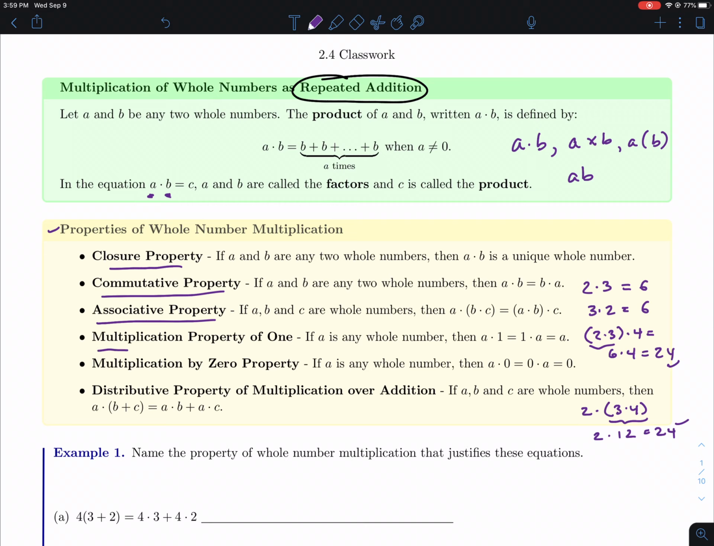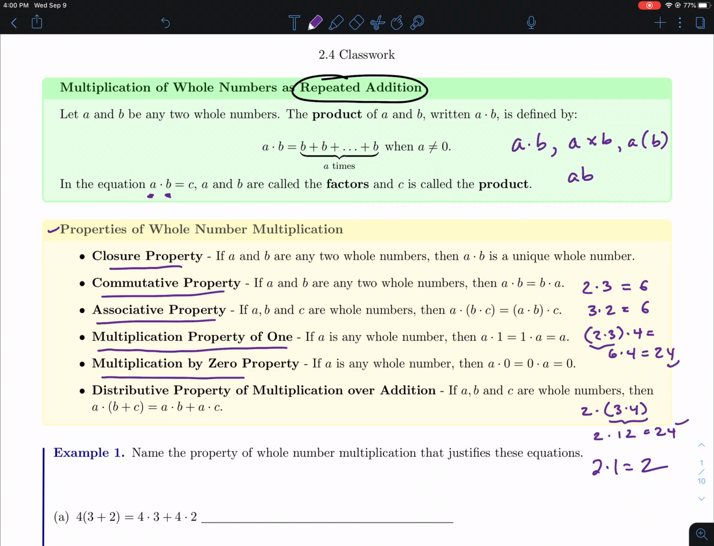Multiplication property of 1. This is similar to the additive property of 0 that we had. For addition, if you add 0 to anything, you always get the original number back again. The same thing is true if you multiply something times 1: you're always going to get the original number back again. So 2 times 1 is just 2 in that case. The next two are unique to multiplication.